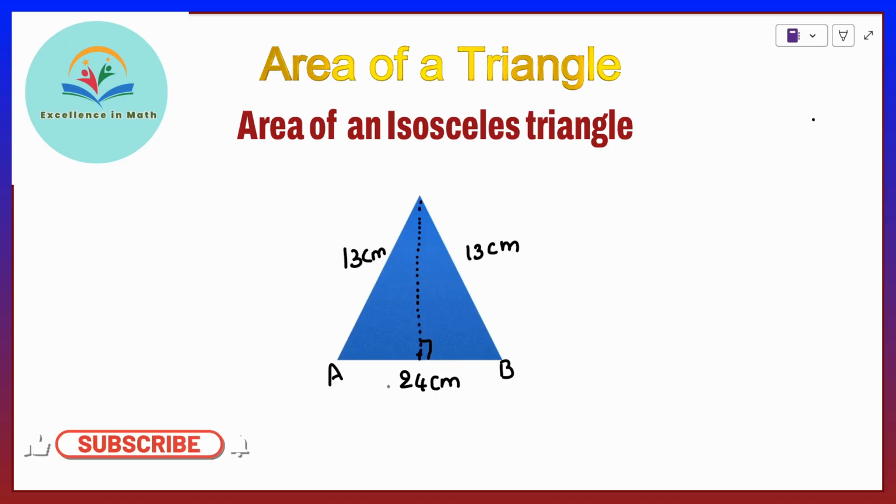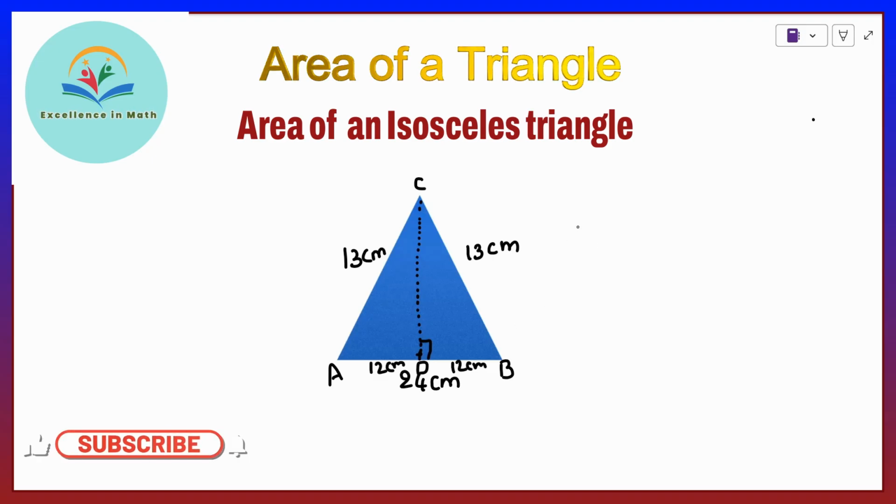Suppose AB length is 24 centimeters and CD is the altitude. D divides AB into two equal parts, that is 12 centimeters, 12 centimeters. Now, in order to find the height of the triangle, we are going to recollect the Pythagoras theorem. Already we made a video on the same concept. If you want to build a stronger foundation in the Pythagoras theorem concept, please visit our video.